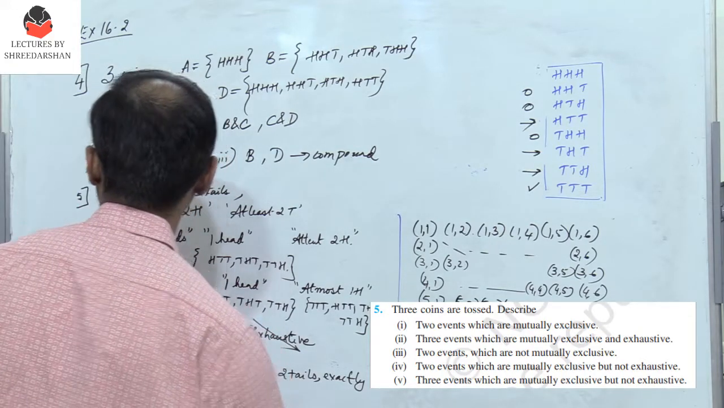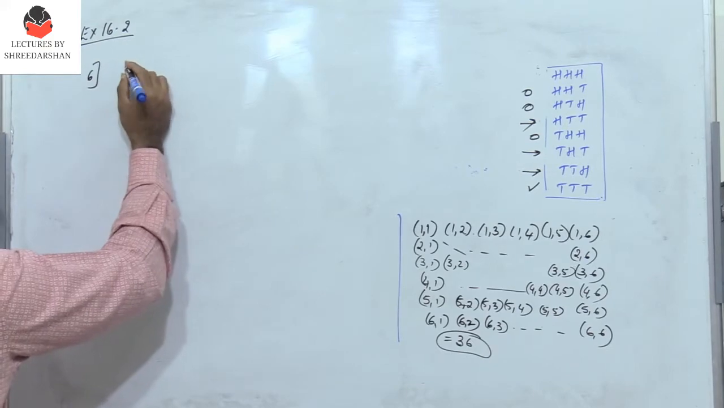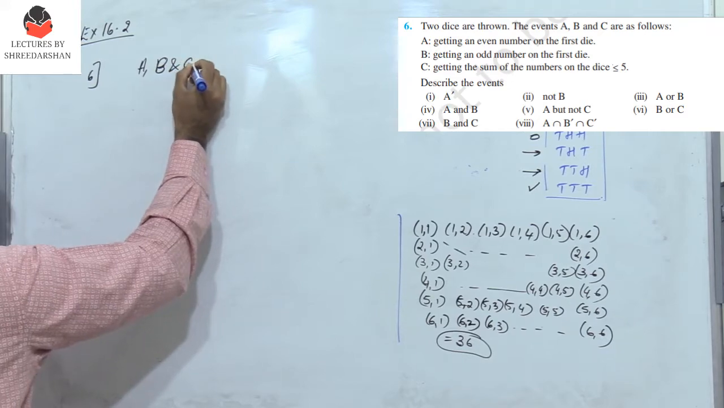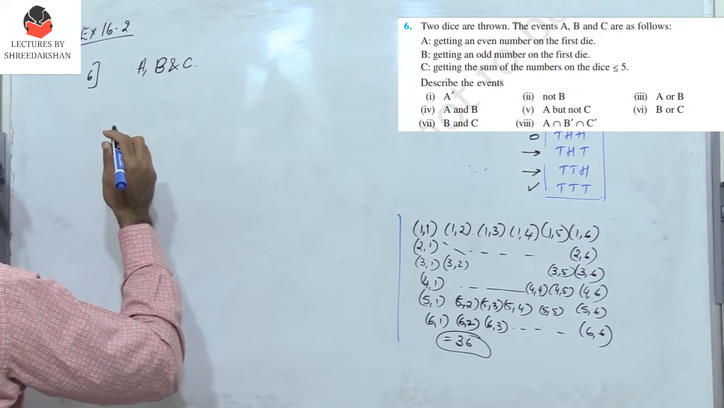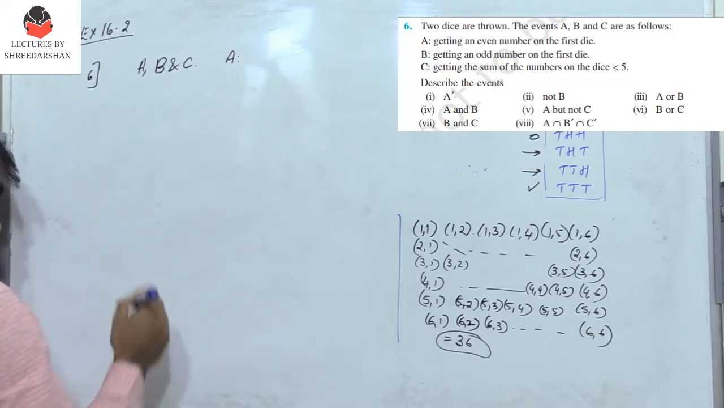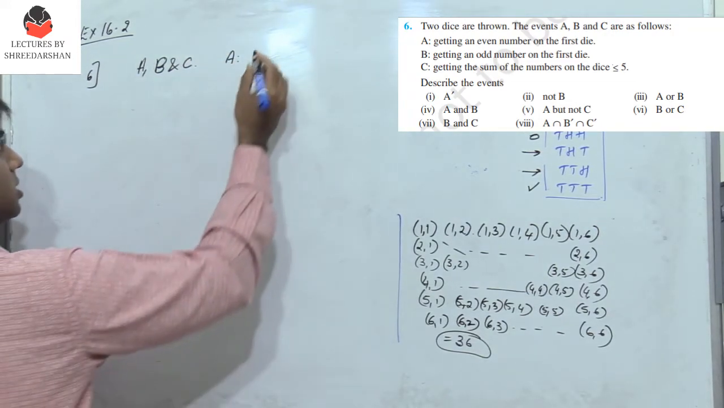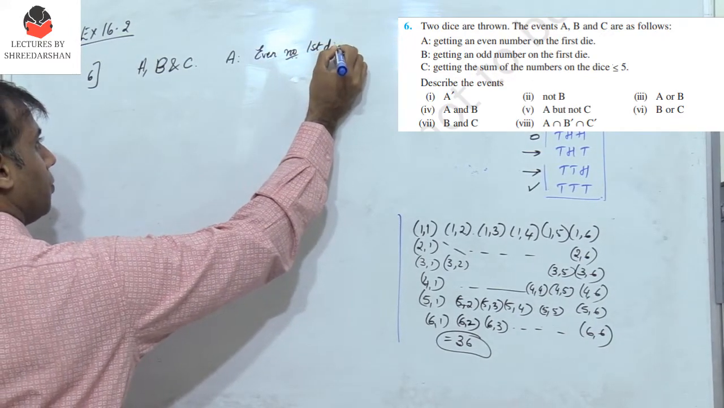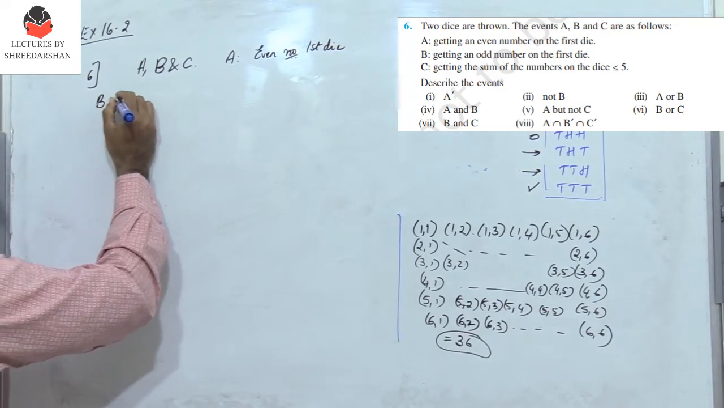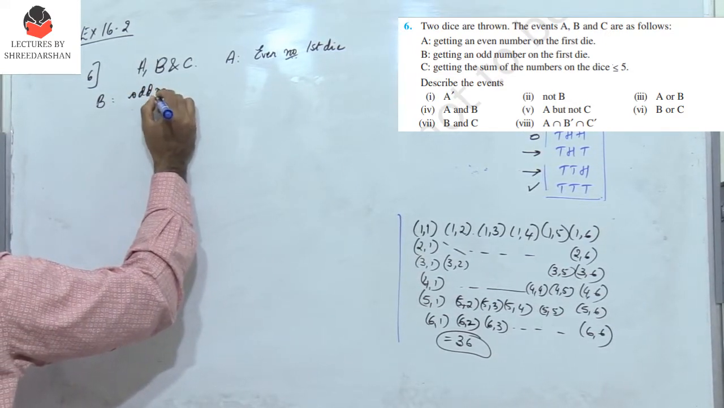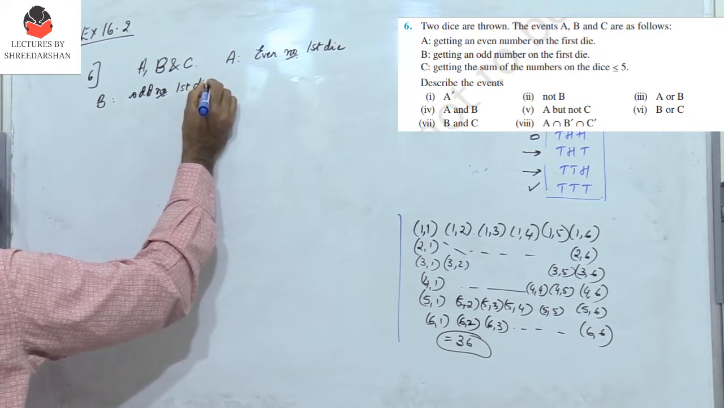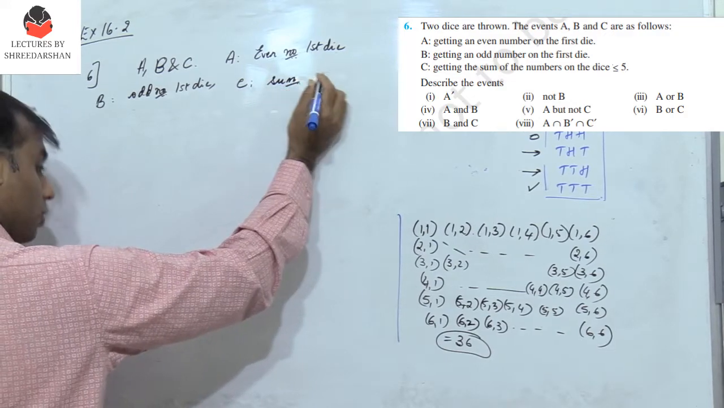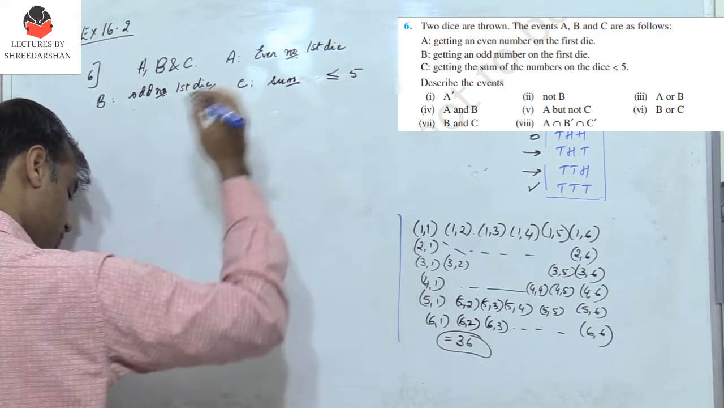So let's move on to problem 6. Two dice are thrown and I have events A, B and C. Event A is defined as one where you have an even number on the first die. Event B is defined as you have an odd number on the first die. And event C is defined as one where the sum of numbers on the dice is less than or equal to 5.